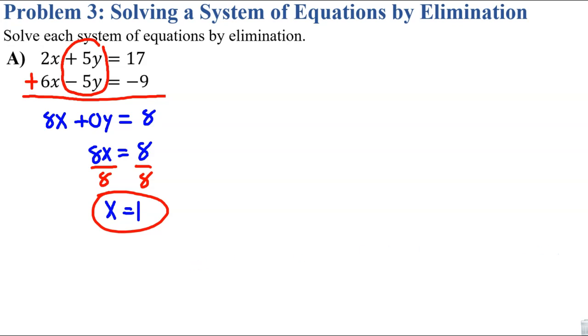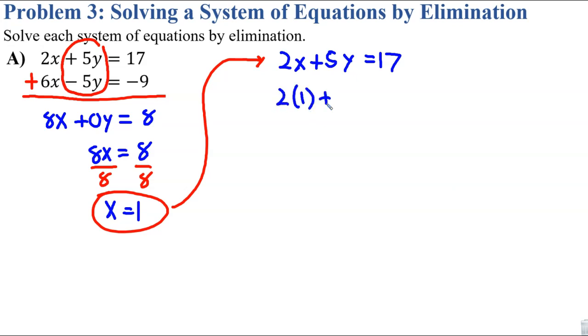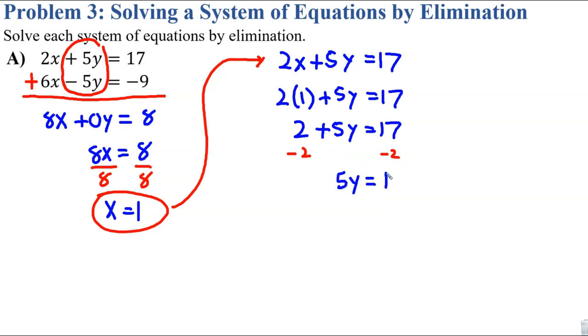Just like with substitution, once we have one variable, we can plug it in to solve for the other variable. So I'm going to take the original 2x plus 5y equals 17, and I'm going to substitute this x equals 1 into that equation, which makes life pretty easy. 2 times 1 plus 5y is equal to 17. So in other words, 2 plus 5y equals 17. I can now solve this equation for y. Let's subtract 2 on both sides. That's going to give me 5y is equal to 15. And divide both sides by 5, and we end up with y equals 3 for that part of the solution.